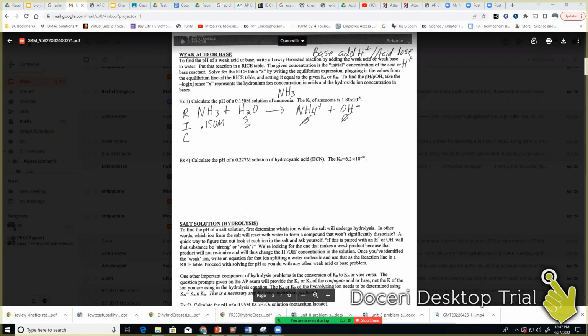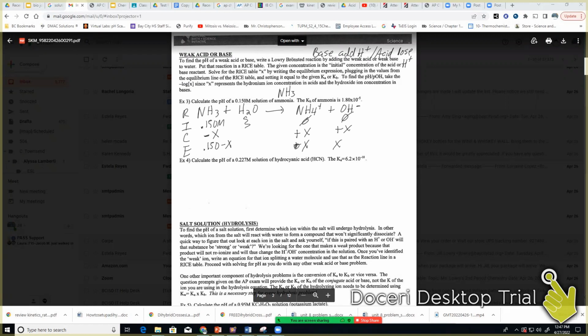And then my change: since this is a 1:1:1 mole ratio, if I lose x from my ammonia, then I'm going to gain x over here. So we end up at equilibrium with 0.150 minus x, and then x, and x over here. And of course I wrote too big, so I'm going to have to write down into my other little one.